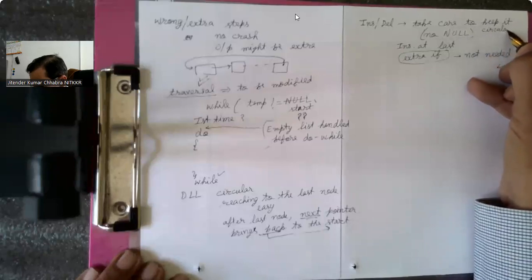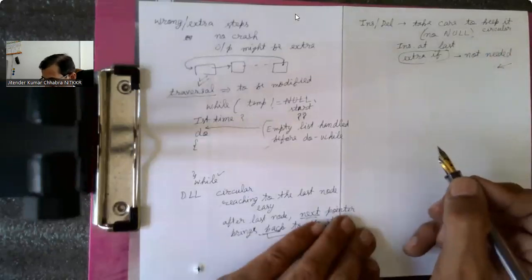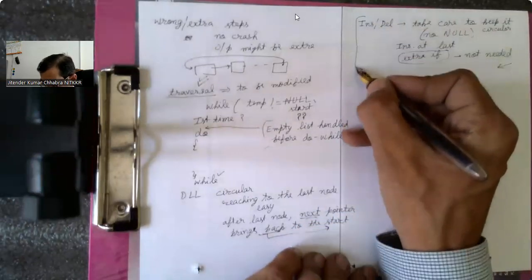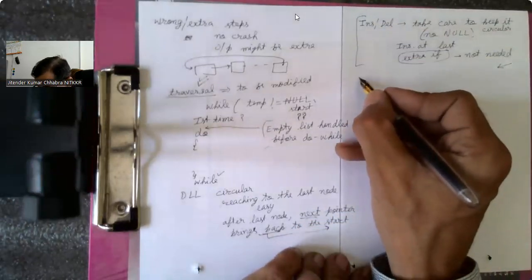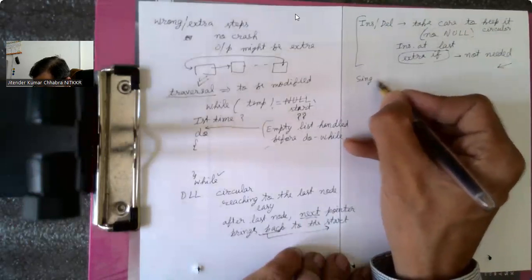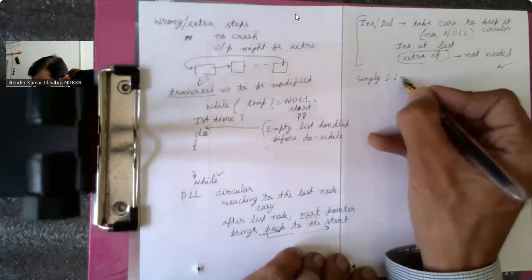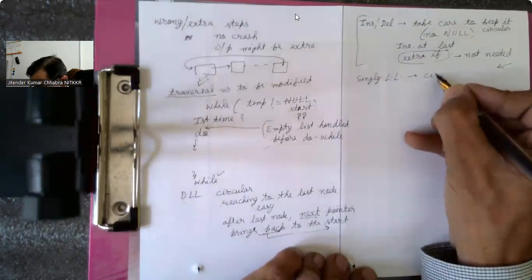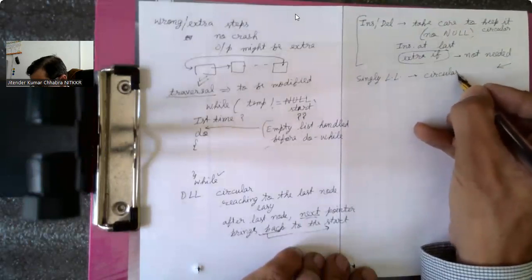Rest coding becomes simple. So nothing big changes, you just have to ensure this step also. Then the question is, can a singly linked list be circular? Yes, it can be. Any advantage? A slight advantage will be there.